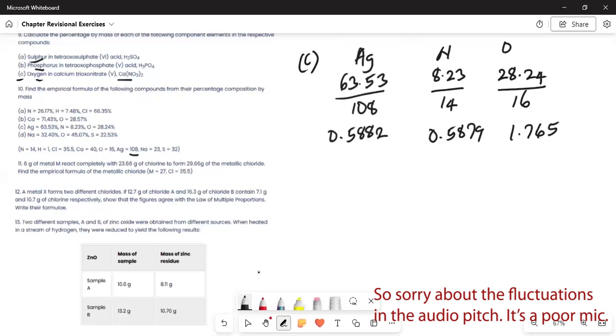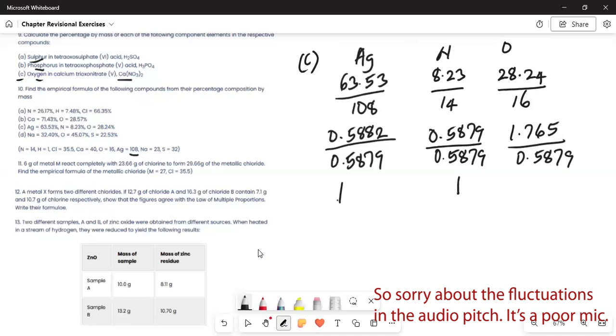So let's compare the three of them and identify the smallest one. This is 0.5882, but this one is 0.5879, which means this is the smallest one. We divide by 0.5879. Now 0.5882 divided by 0.5879 is 1 approximately.